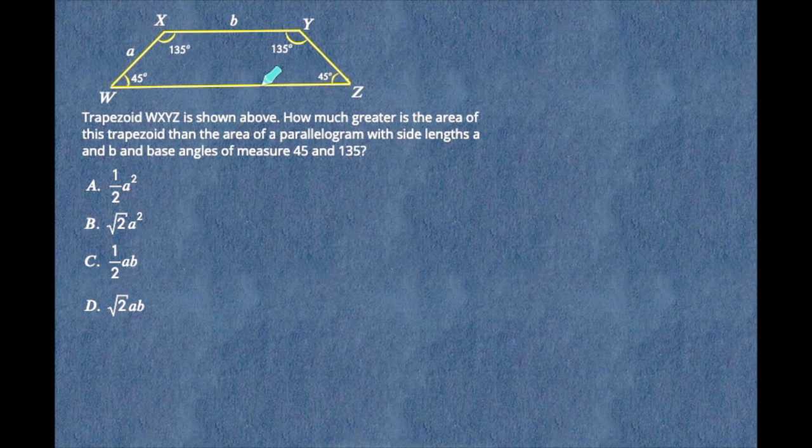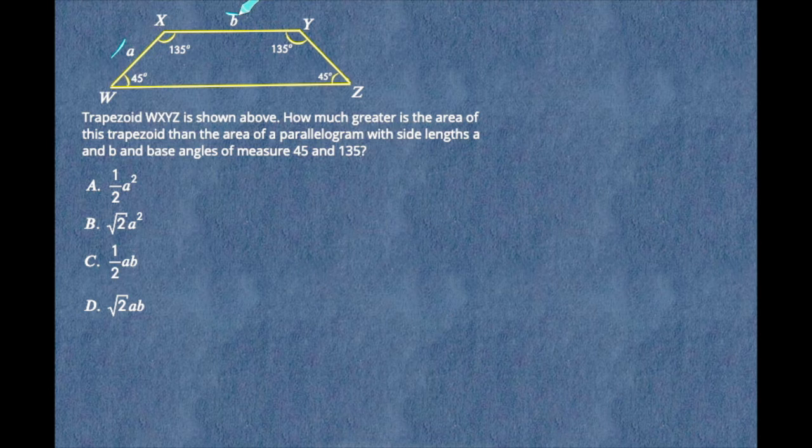So first we need to understand this problem. It's a little harder. But if you know the concepts of trapezoid, parallelogram, isosceles, right triangle, all these things are involved in this one. So let's try to understand the problem first. Here they have given a trapezoid with side lengths A and B. And they have given the inner measures of the angles, 45 and 135 on all four sides. Okay, 45, 45, 135, 135.